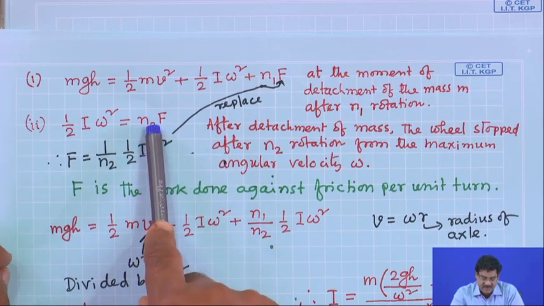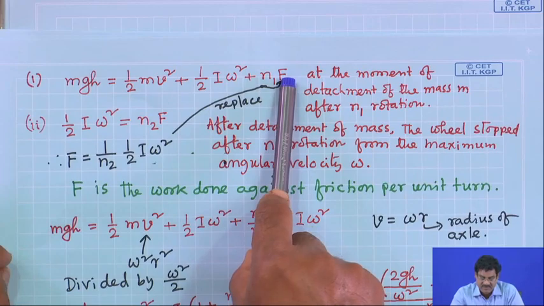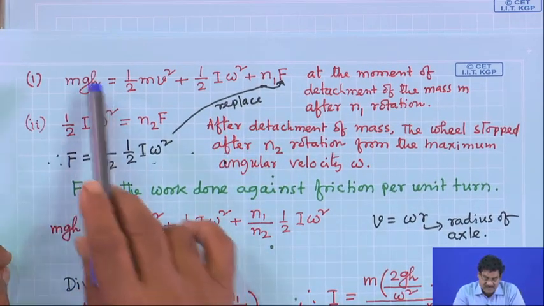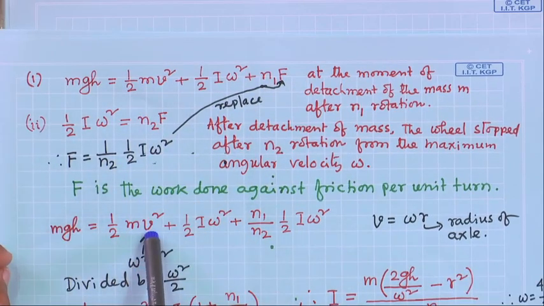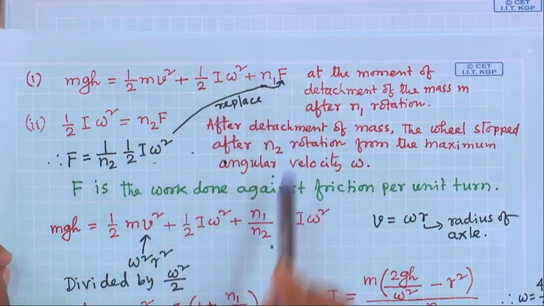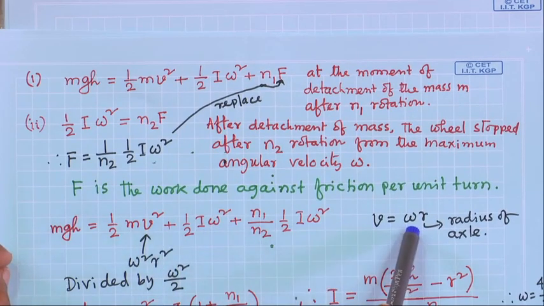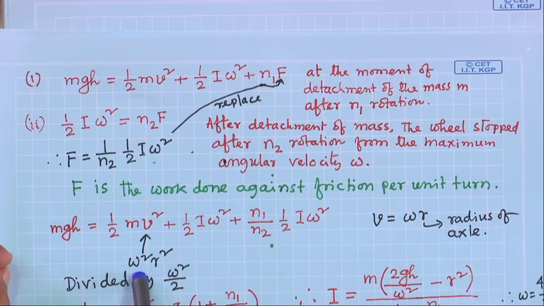From here you can find f, and this f you can replace here. Basically then you can write mgh equals half m v square plus half I omega square plus n1 by n2 times half I omega square. Now v equals omega r, as I told, where r is the radius of the axle. So you write v square equals omega square r square.